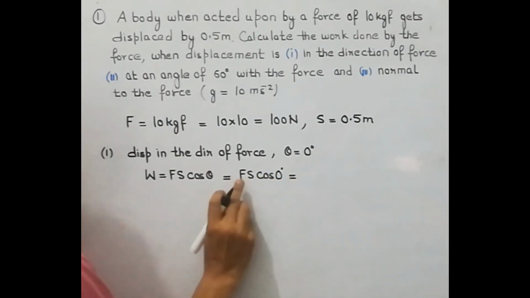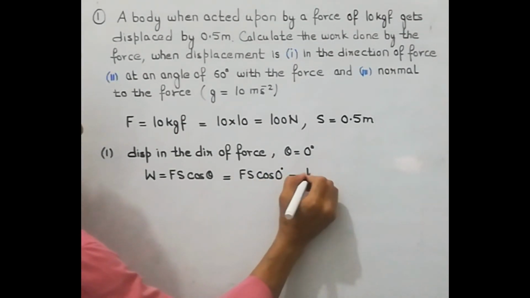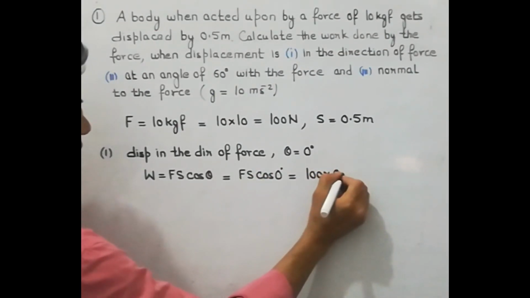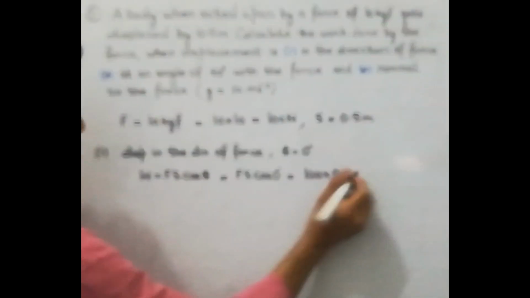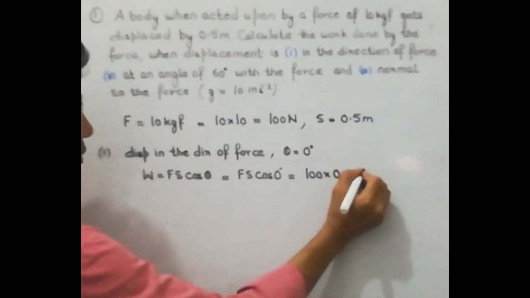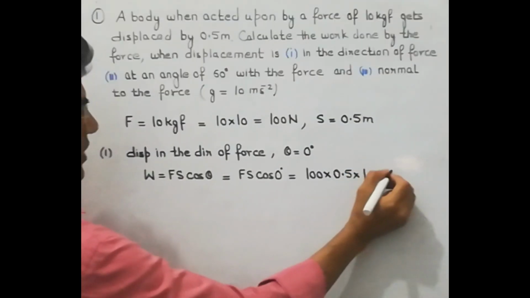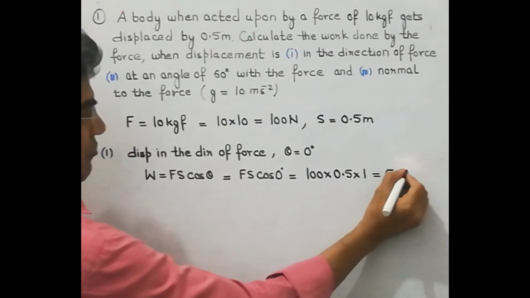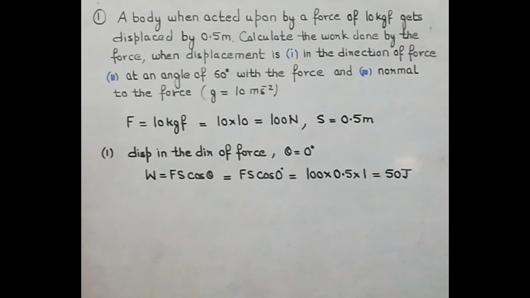Now let's substitute the values. F is 100, S is 0.5 and cos 0 is 1. So this gives us 50 and the unit for work will be joule. So we have got the answer for the first part, that the work done will be 50 joules. Now coming to the second part.